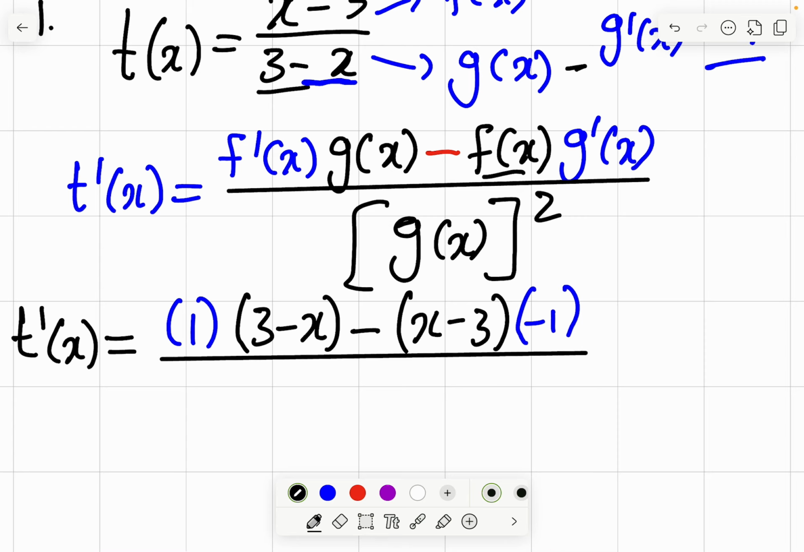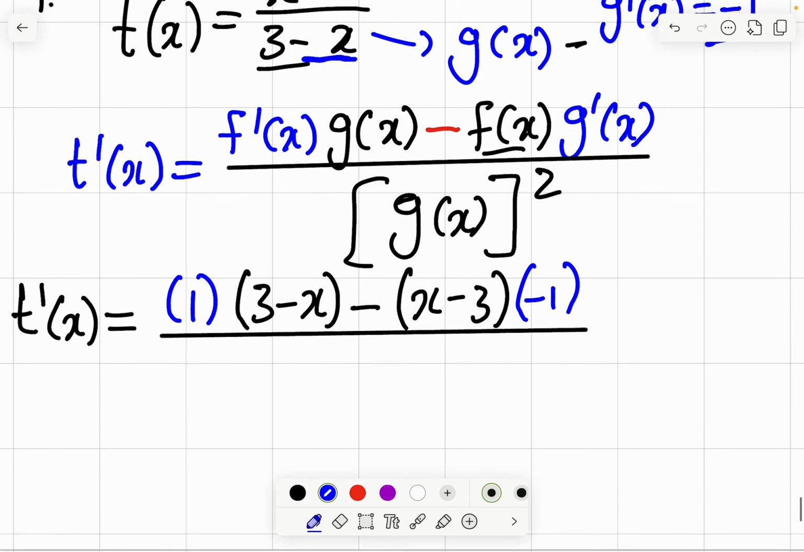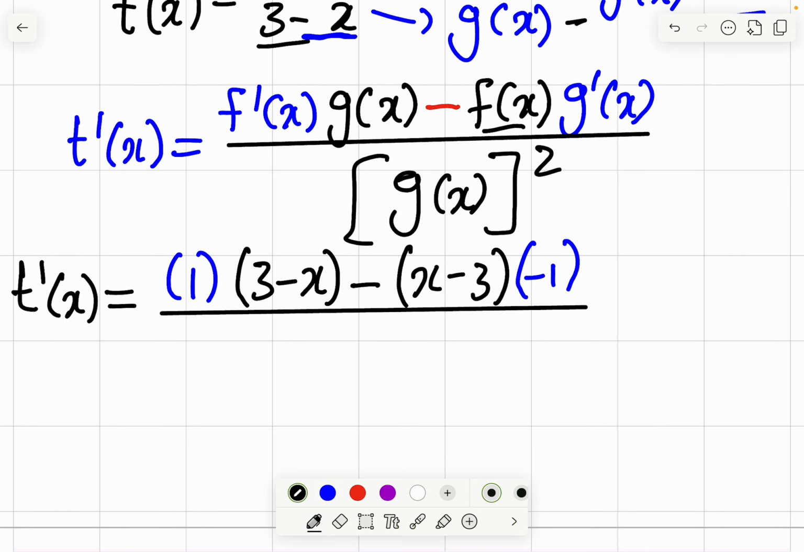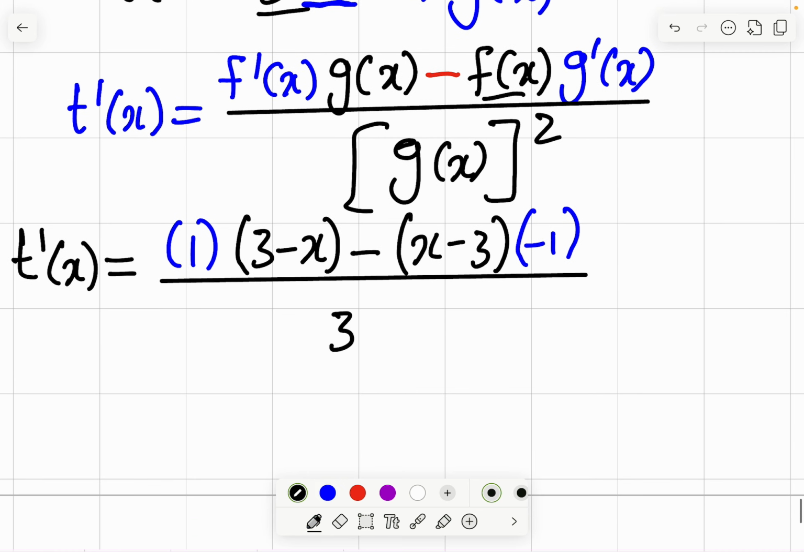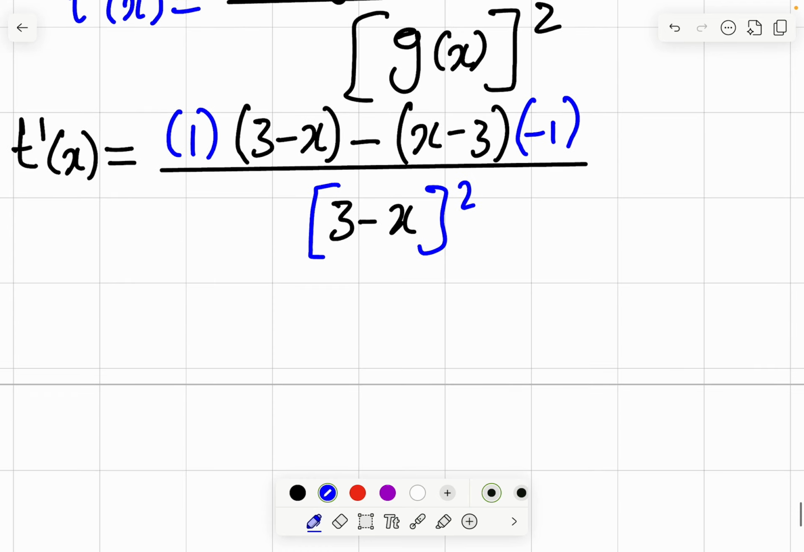Right? After dividing the whole thing, I take the bottom one. I keep it as it is. Right? I'm going to keep 3 minus x as it is. Therefore, I do what? I square it. Understand? I square it. So if I simplify that thing, I say t prime of x. I'm going to be left with what? 3 minus x.